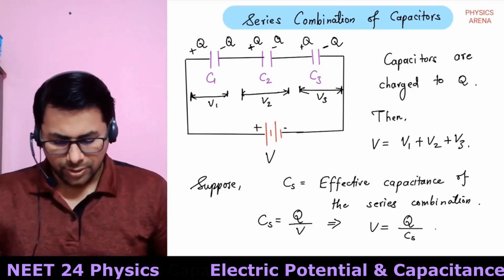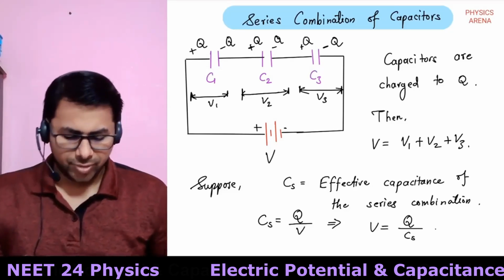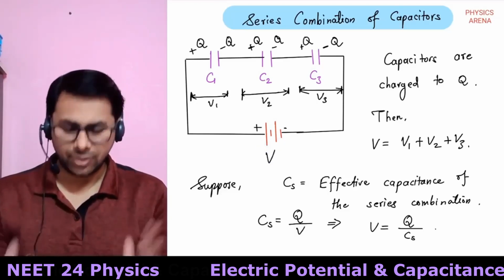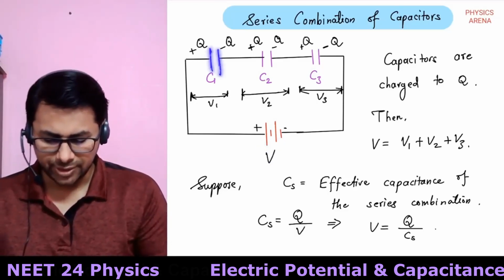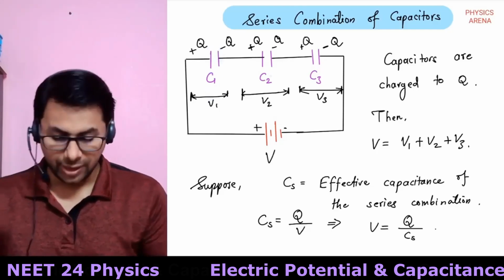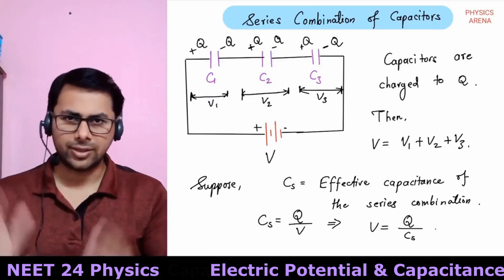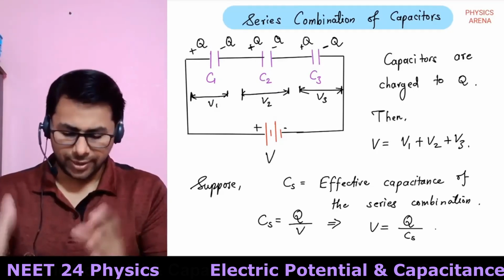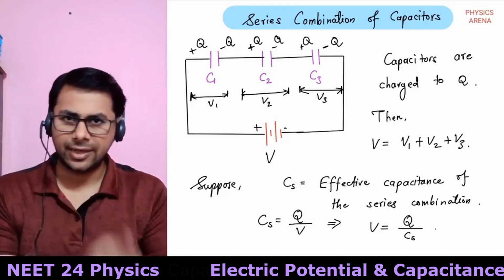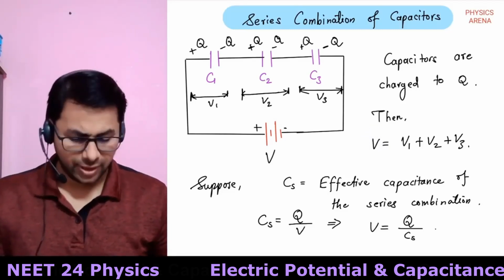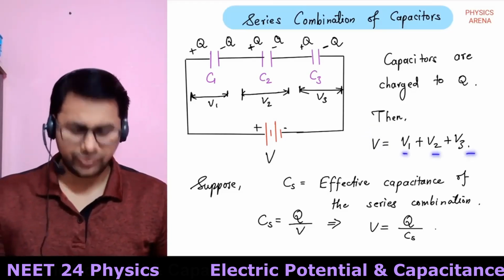Now in case of series combination, the total potential difference that you apply will be equal to the potential difference across these two plates, that's V1. Potential difference across these two plates is V2. Here it is V3. So potential differences across the plates of capacitors get added to give the total potential difference. So total potential difference V is equal to V1 plus V2 plus V3.